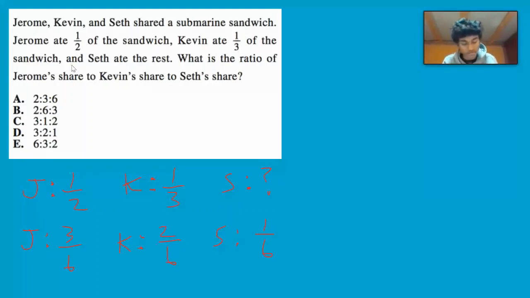So the ratio of Jerome's share to Kevin's share to Seth's share is 3/6 to 2/6 to 1/6, and this is just equivalent to a 3:2:1 ratio. So our answer is choice D.